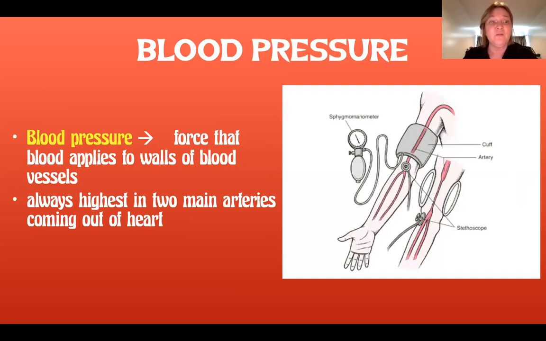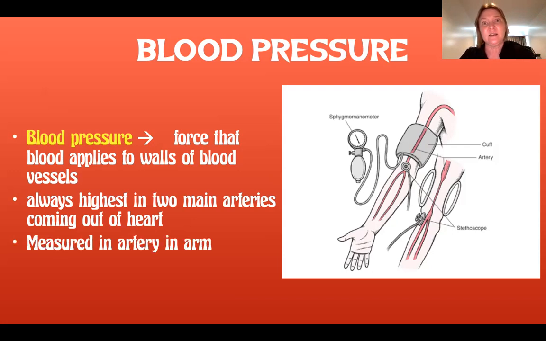Blood pressure is the force that blood applies to the walls of your blood vessels. It's always highest in the two main arteries coming out of the heart. That is the aorta and the pulmonary arteries. But the pulmonary arteries, again, are coming out of the right side of the heart, going to the lungs. So they're still not under the same pressure that the aorta is under. Blood pressure is measured in the artery of your arm, and I've got a video to show you how that works.